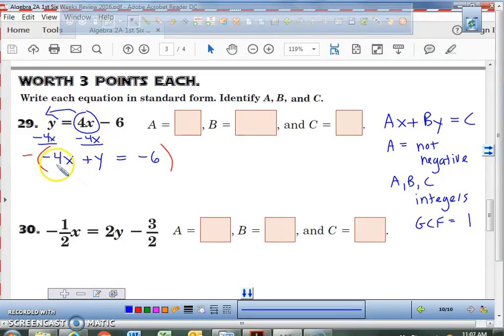All right. So, negative times negative is a positive. Negative times a y is a negative y. And negative times a negative 6 is a positive 6. Right there, everybody, is standard form. Now, wait a second. That's in standard form, but I told you to identify A, B, and C. Can you tell me what A is? 4, -1, and 6.